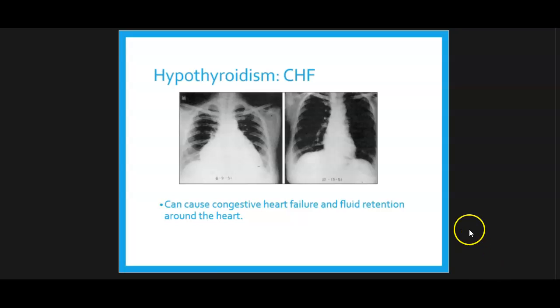So with hypothyroidism, if somebody's dose of medication is too high, they can develop congestive heart failure, which of course is super dangerous. It can cause congestive heart failure and fluid retention around the heart. So the dosing of supplemental thyroid hormone is super important to get just right. And patients usually need to have their blood tested to make sure that they're dialed in to just where they need to be.